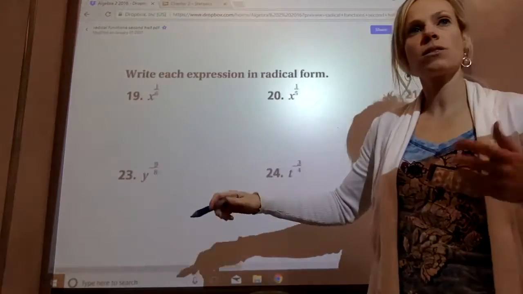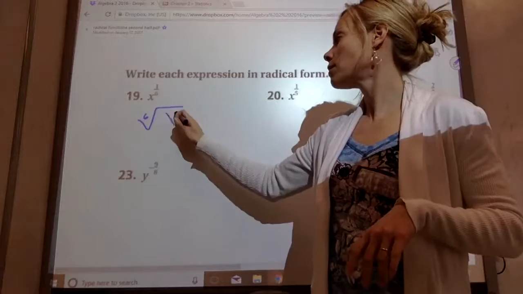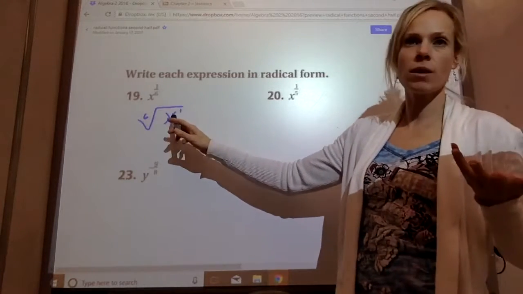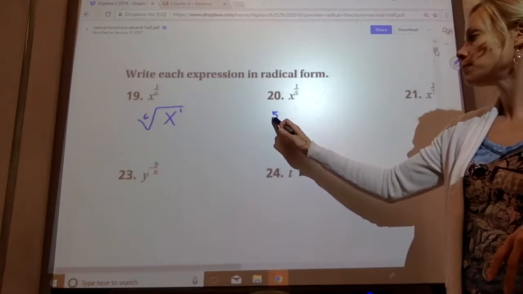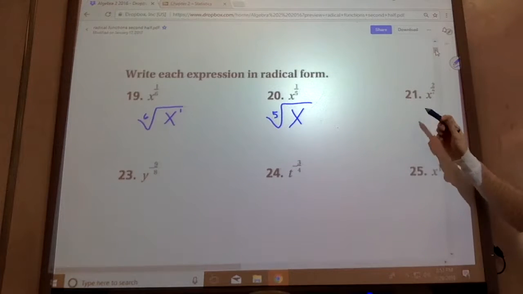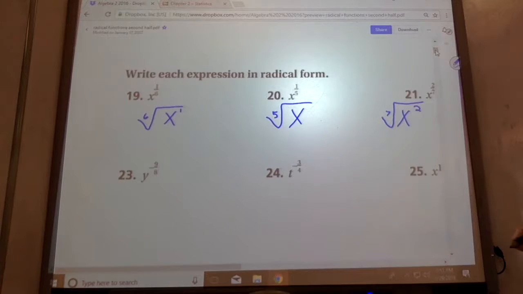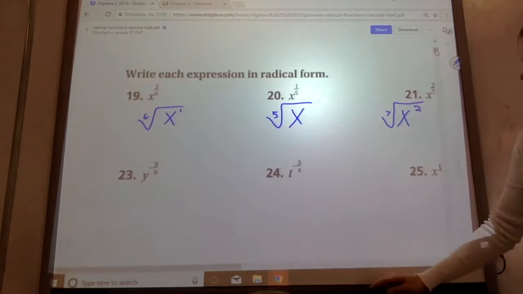X to the 1/6 would be what as a radical? 6th root of x to the 1, but you don't have to have the 1 there. How about x to the 1/5? 5th root x, very good. How about x to the 2/7? Very good. And here I need 7 of something to take one out. I only have 2 x's, so that's why I'm done.